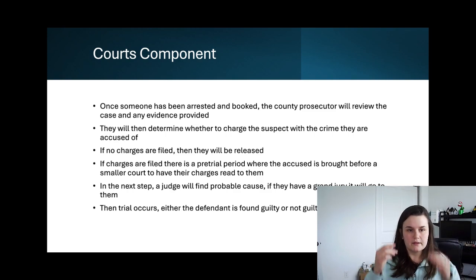The court component is once somebody has been arrested and booked, the county prosecutor will review the case and any evidence provided. They will then determine whether to charge the suspect with the crime they are accused of. If no charges are filed, then they will be released. If charges are filed, then there is a pre-trial period where the accused is brought before a smaller court to have their charges read to them.